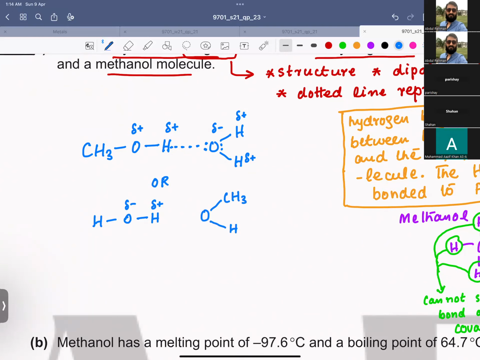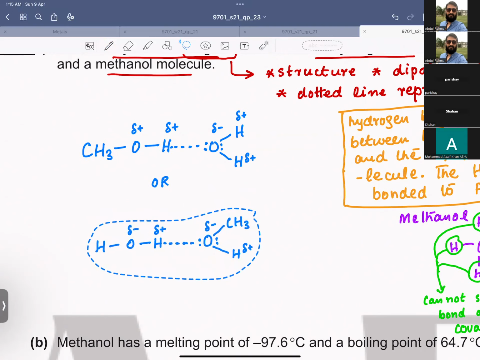And in this methanol, this oxygen is partial negative and this hydrogen is partial positive. So this oxygen has a lone pair of electrons. So this oxygen atom of a methanol molecule can attract the hydrogen that is partially positive of water. And we show this attraction by these dotted lines. So these dotted lines actually represent hydrogen bonding.